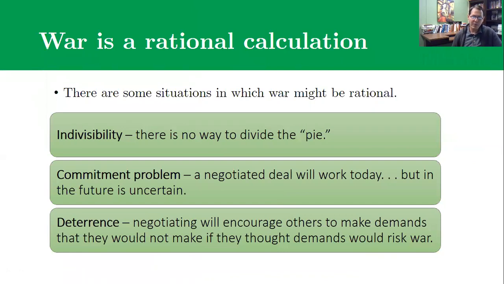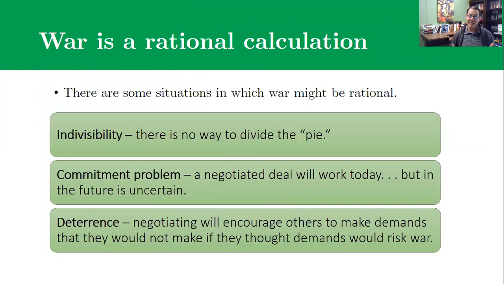Political scientists have come up with a couple different explanations that might salvage this idea of states being rational and yet still allow for us to have war in the international system, right? And so there have been three different arguments put forward by James Fearon about conditions under which it might make sense for a rational state to engage in warfare.